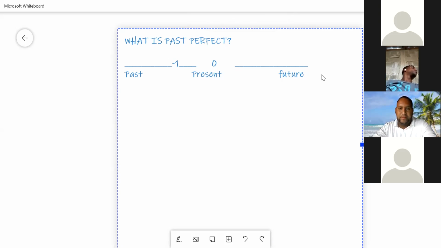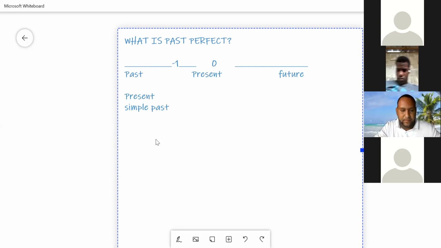Now let's talk about the past, right? So we have simple past. Simple past is the closest to the present. I'm going to forget about the future because we are going to work with the past. So present, which is the 0, okay? Right, so -1, I don't know if you guys know mathematics, but -1 is simple past. Okay, what will be -2 then?